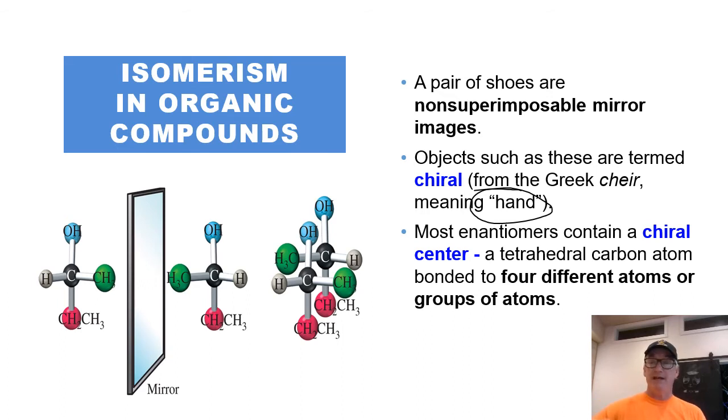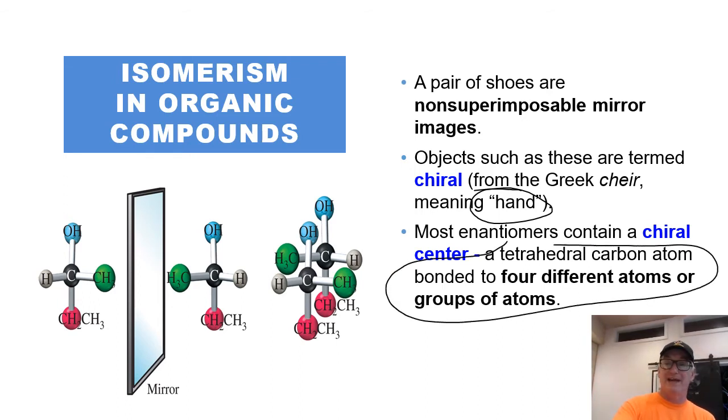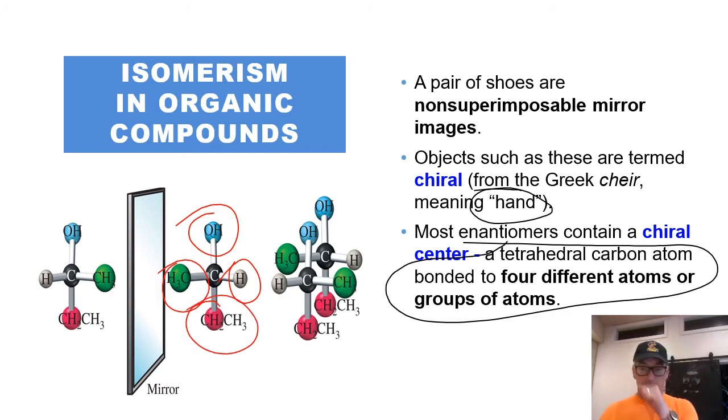And so most enantiomers have a chiral center. That is a tetrahedral carbon, so it's attached to 4 different things, 4 different atoms or groups of atoms. In this instance, we have methane that's attached to a hydroxyl group, a hydrogen, a methyl group, and an ethyl group. So those are 4 different groups.